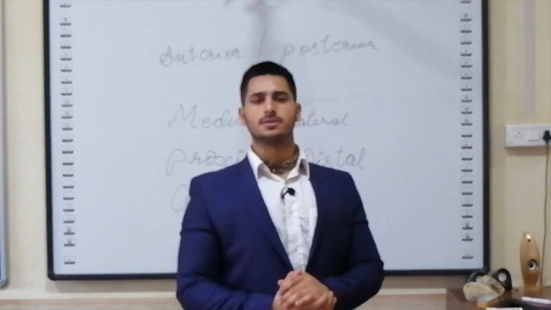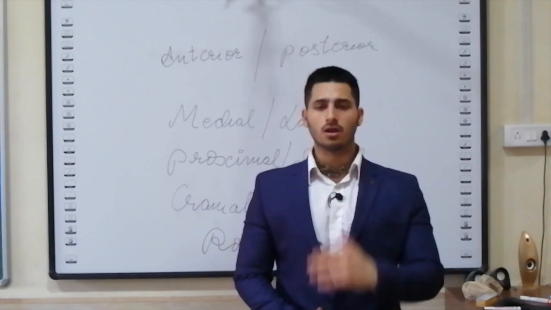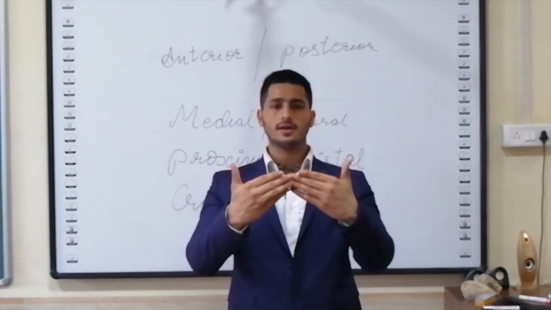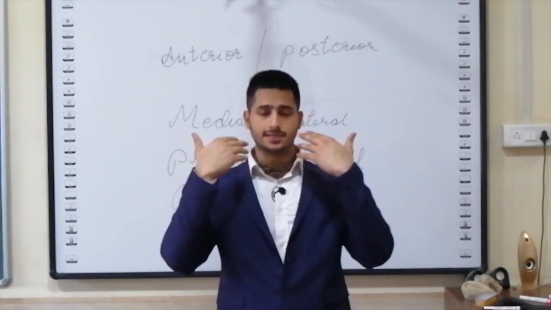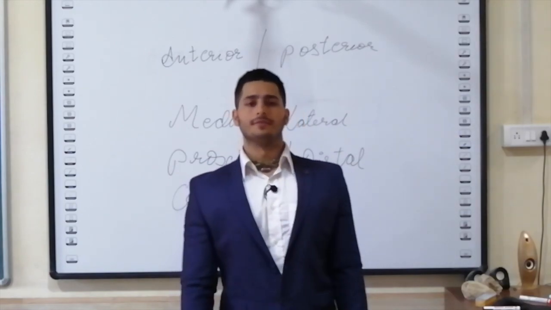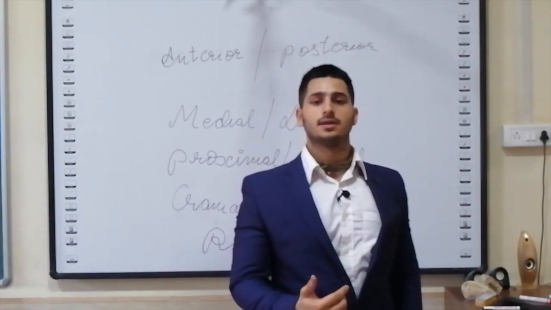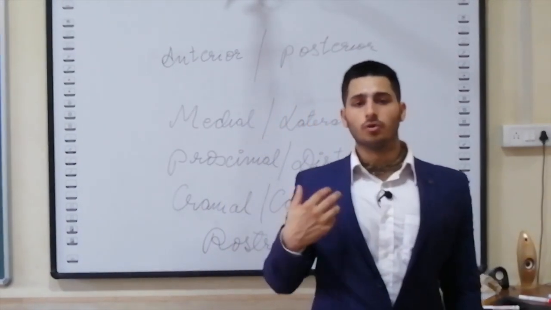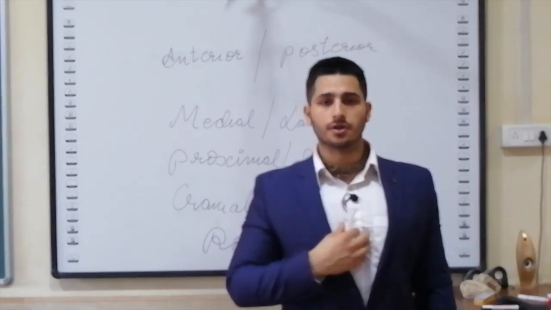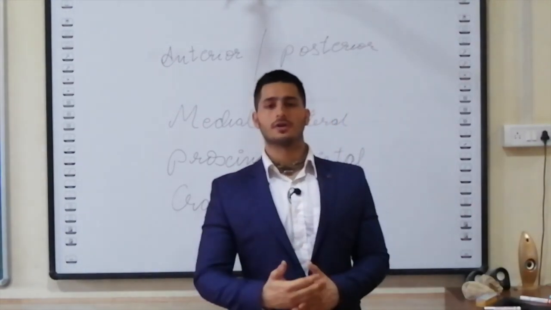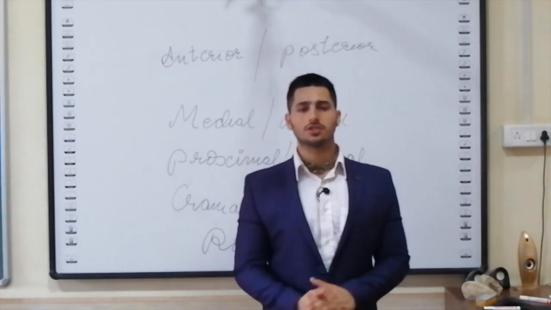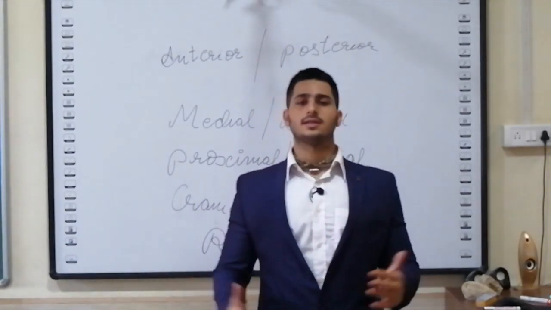I'll give you some examples. Our nose is anterior. It lies ahead of our ears. It's anterior to the ears. Then we have the vertebral column. The vertebral column is dorsal, or it's posterior to the sternum. I'll be telling you about the sternum, vertebral column, all of these structures in our future videos. This is just an introduction video.